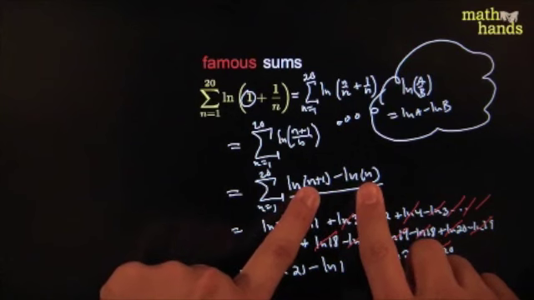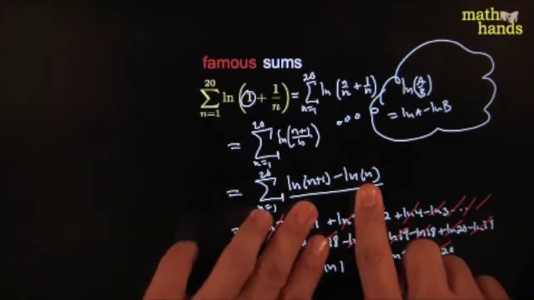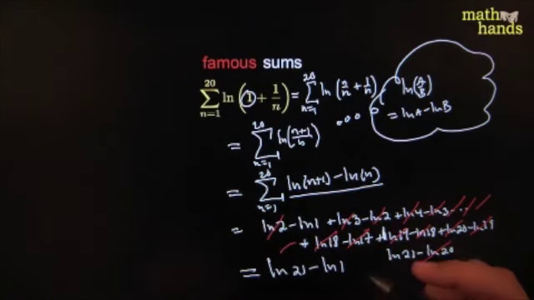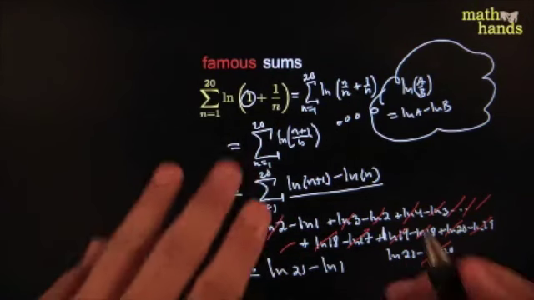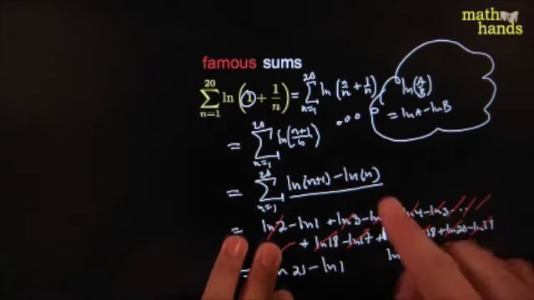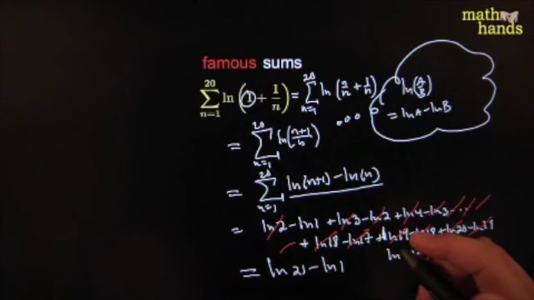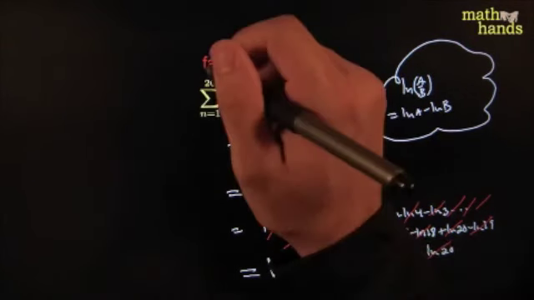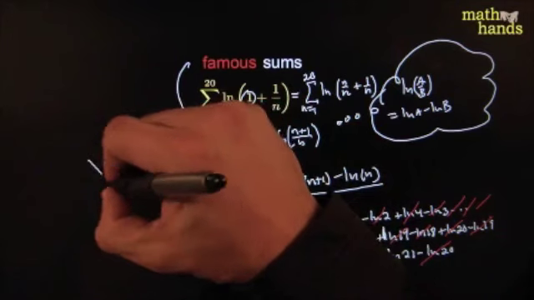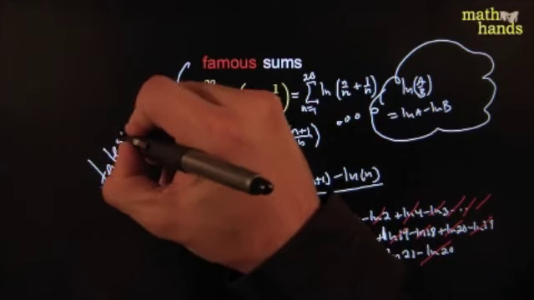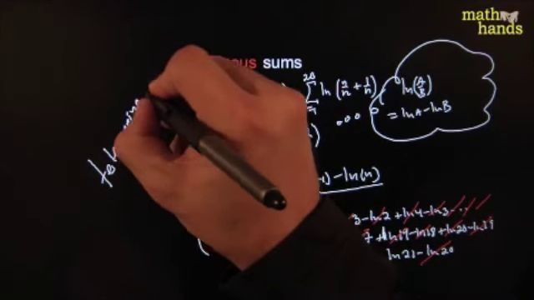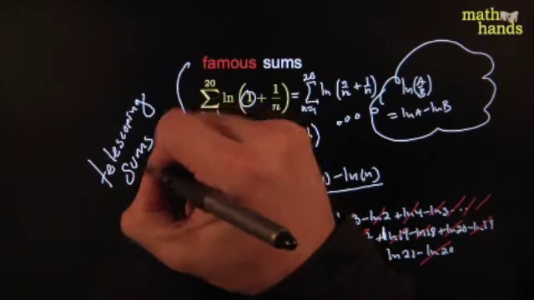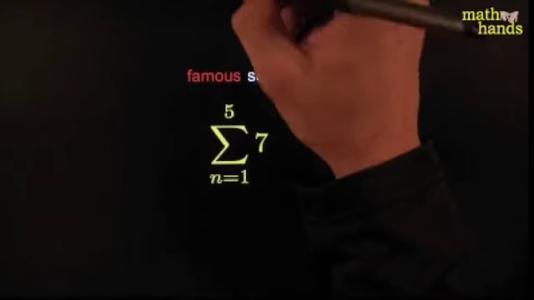If the index is shifted by 2, we probably have 2. But again, I'm not that big on memorizing those type of rules. I think it's much more instructive to just write it out and see what cancels. Okay. That's super, super famous. These are called telescoping sums. Let's try something kind of mild here.